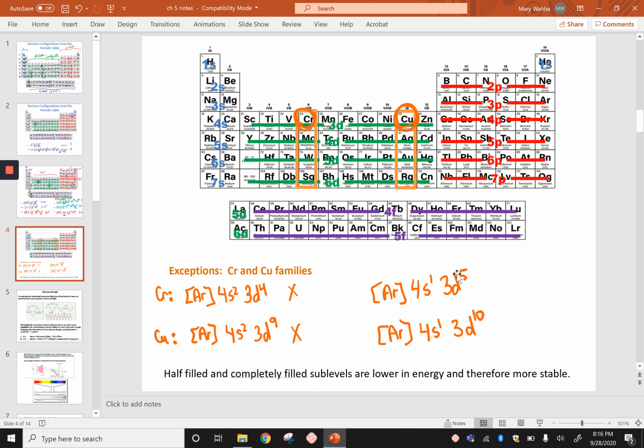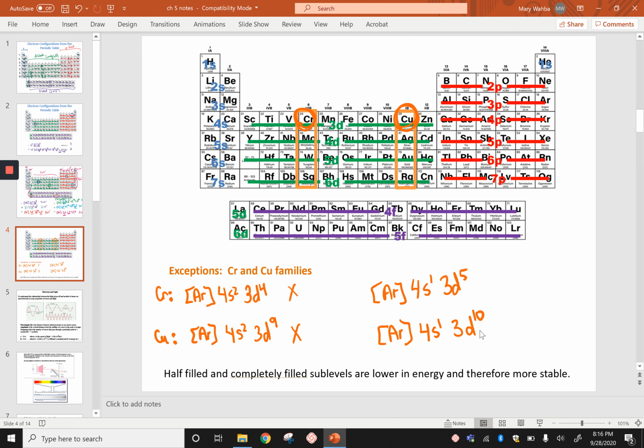So it's not like we removed an electron or gained an electron or anything like that. Instead of the second s electron going into the s to fill it up to make it 2, it went into the d to make it 5. Same thing with this one. Instead of putting 2 in the s and 9 in the d's, we only put 1 in the s so we can put 10 in the d's. So why does that happen? We just observe that that's what happens with electrons.